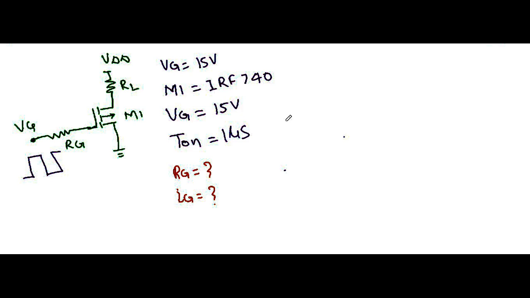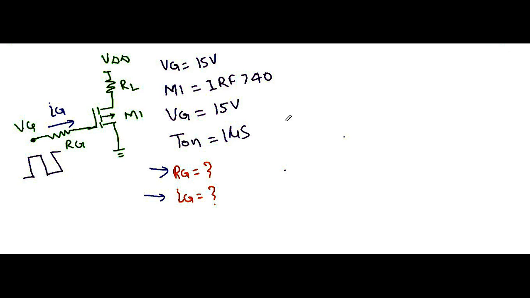Okay, what is your T on time? T on time is 1 microsecond. That means your MOSFET has to turn on within 1 microsecond. So your T on time is 1 microsecond, and you want to calculate the RG value. In order to calculate the RG value, you have to calculate the IG value. IG stands for the gate current flowing. So first you have to calculate IG, then you have to calculate the RG value.